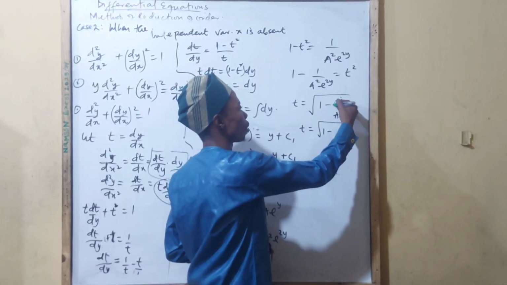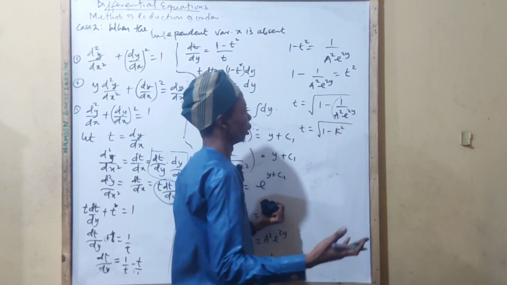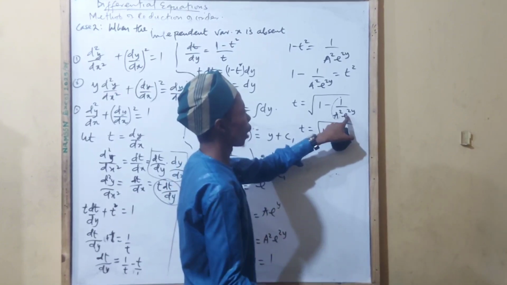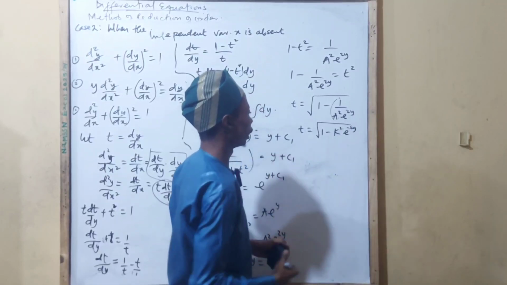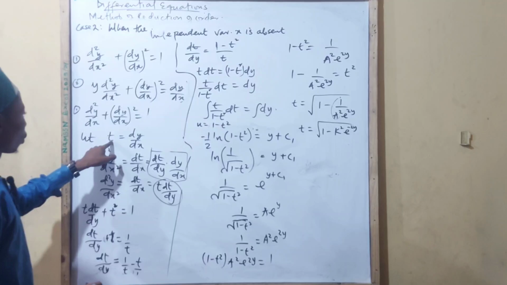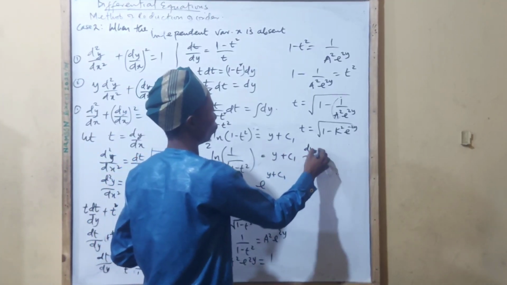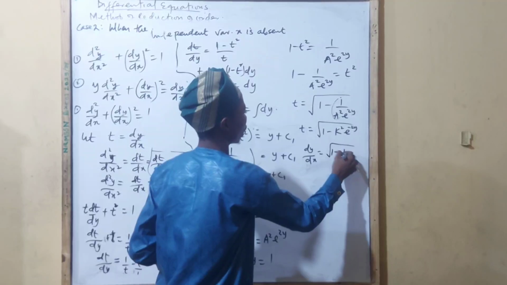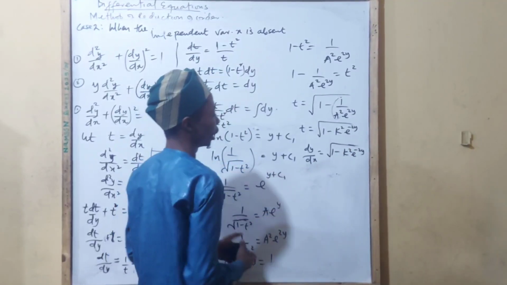Let's assume that this 1 over a squared is equal to k squared, or anything. And e 2y, if I bring this one up, it will be e minus 2y, right? So what is t? t equals dy dx. So we are going to have dy over dx equals square root of 1 minus k squared e minus 2y. And then how do we find y?